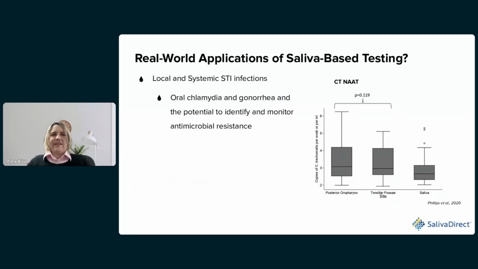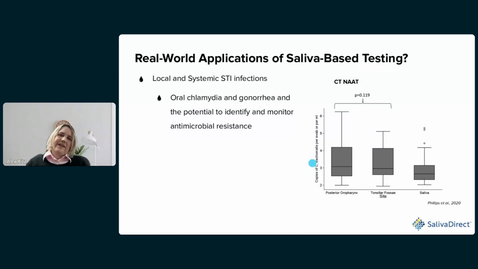There are publications out over the last 10, 15 years that you can detect local and systemic STI infections in saliva samples. So for example, it's possible to detect oral chlamydia, gonorrhea, and associated antimicrobial resistance genes in saliva samples via PCR. That's depicted here as an example for chlamydia.